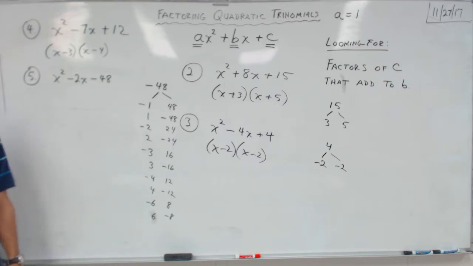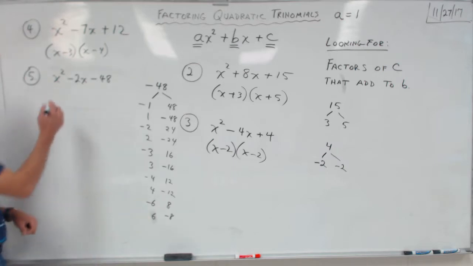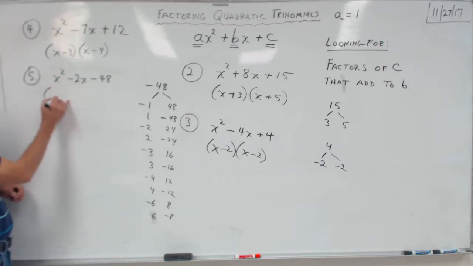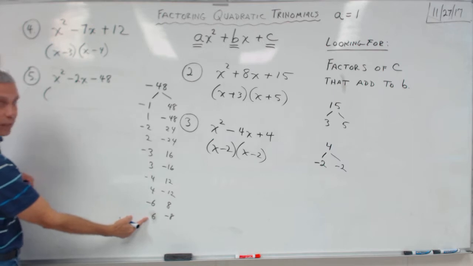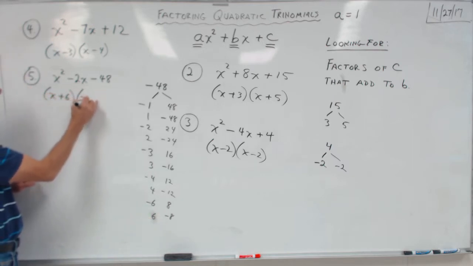Which one's the last answer? The very last one. This one? Mm-hmm. That would give me negative 2. Oh, that's what I want. You're right, I was thinking it was positive. All right, so it's x plus 6 times x minus 8.